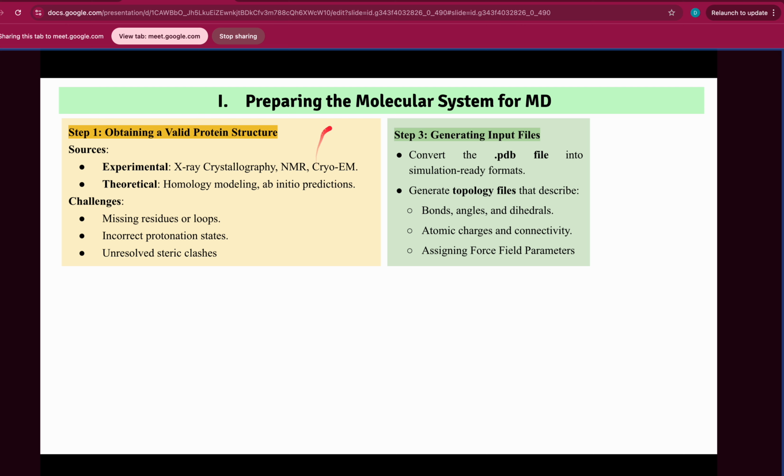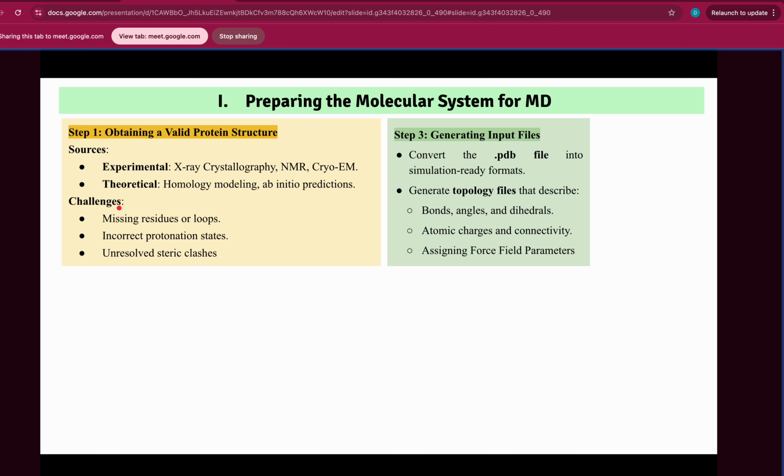So the first step was preparing the molecular system for molecular dynamics simulation. Step 1 is to obtain a valid protein structure, which we can get from experimental data such as X-ray crystallography, NMR, cryo-EM, or we can get theoretical data. So a theoretical protein structure can be obtained from homology modeling or ab initio predictions, and along with this, AlphaFold can also give you the predicted three-dimensional structure. So that is not experimental. So these are different sources from where you can get a valid protein structure.